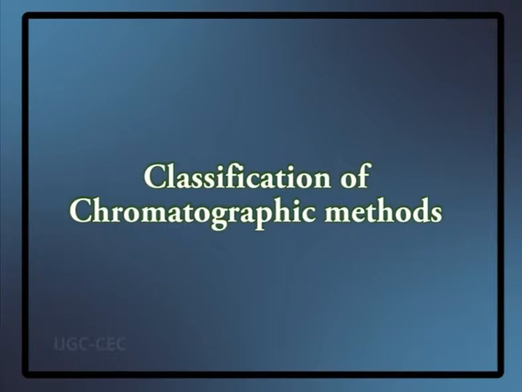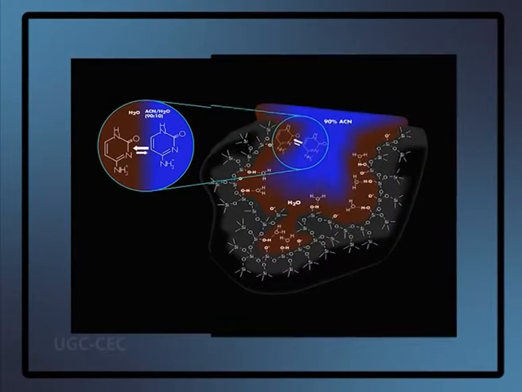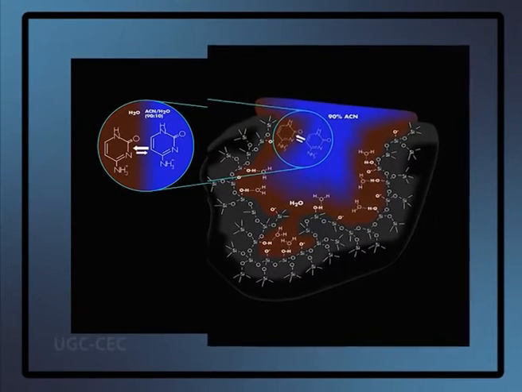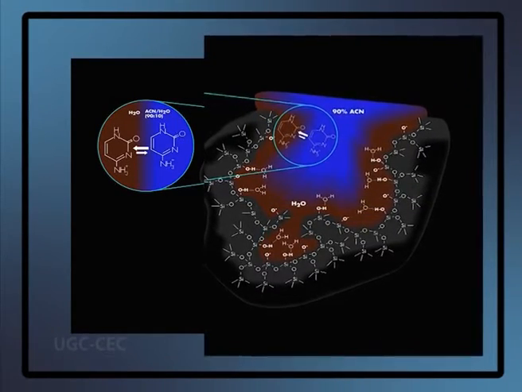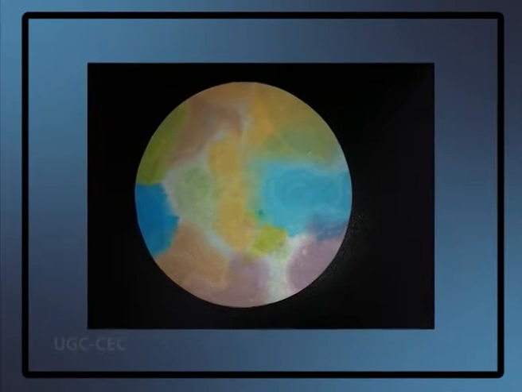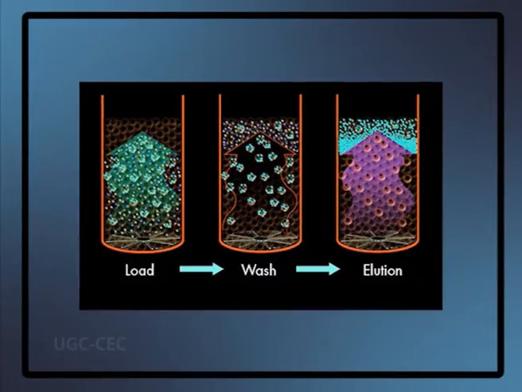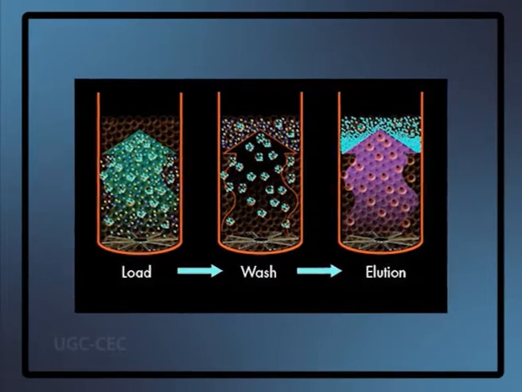Let us now focus on various types of chromatography techniques used for separation. Classification of chromatographic methods. A. Separation based on attractive forces. The mechanism of separation depends mainly on the nature of the stationary phase. Based on separation mechanisms, chromatography can be categorized into adsorption chromatography. It is the oldest and most common type of chromatography method.